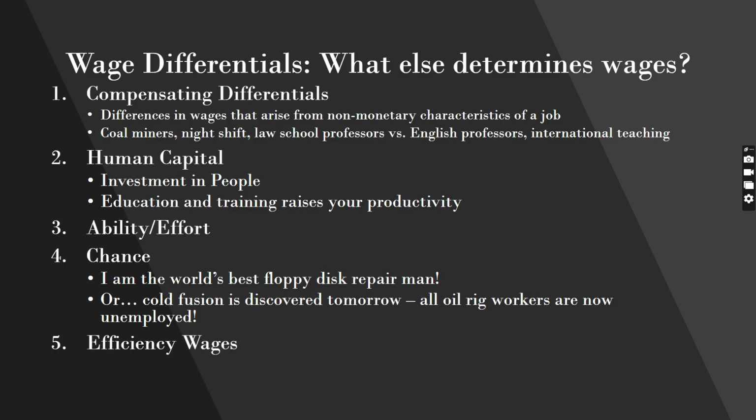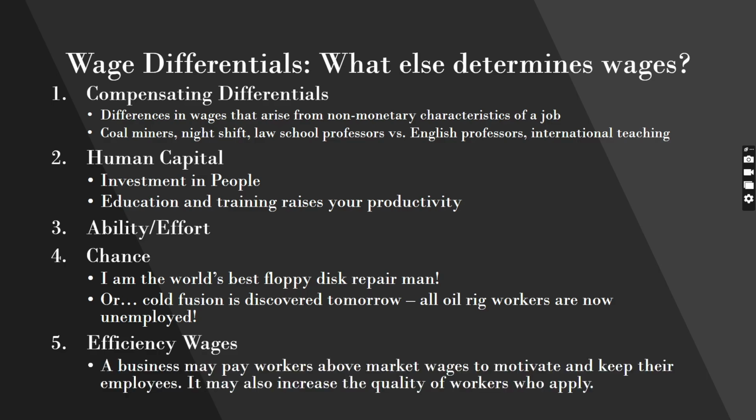Number 5 is efficiency wages. So this would be like a business that wants to incentivize their workers to stay. Maybe they've invested in their education, their training, and human capital, and so they want to try to keep their workers in the firm employed, and they want to keep their workers happy. And so this would be firms trying to increase the quality of workers who apply or keep the workers that they have, but that's called efficiency wages.